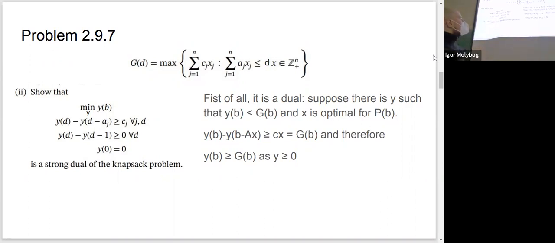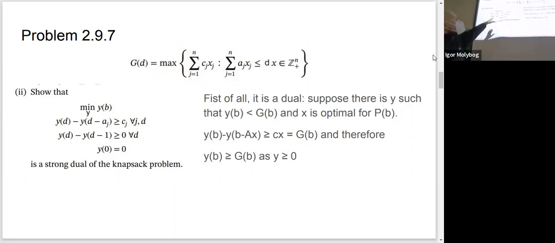is equal to 0 is in fact true for g of d. Just because if you put 0 on the right hand side, and all of the aj's are greater than 0, then it's obvious that the only feasible solution is going to be 0.